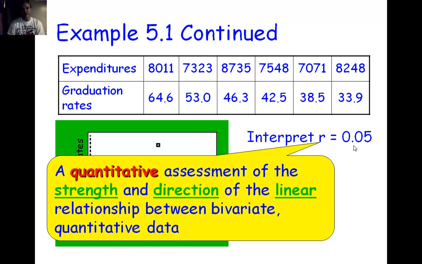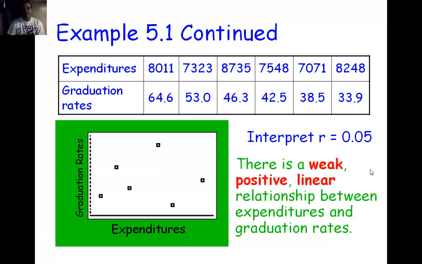So if we look at the value here and these two variables, and we want to write an interpretation of it, we would say that there is a weak but positive, because the value is positive, linear relationship between expenditures and graduation rate, and it's pretty weak. It's closer to 0 there.